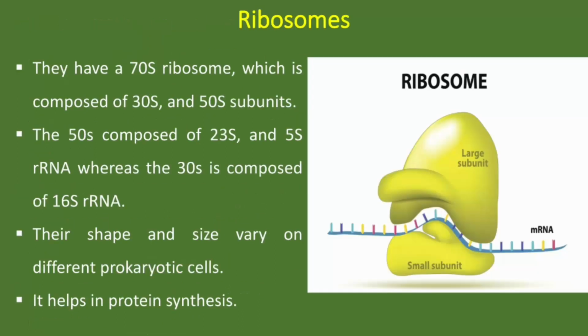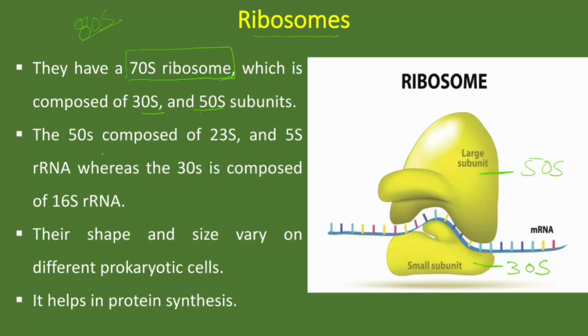And the next structure we will see in the prokaryotic cell is the ribosomes. Okay, so the prokaryotic cell has 70S ribosomes, and this is a very important term because the eukaryotic cells have 80S ribosomes, while the prokaryotic cell has 70S ribosomes, which are composed of 50S and 30S subunits. So there are two subunits in the ribosomes, and this larger subunit is known as the 50S ribosome, and this is known as the 30S ribosome.